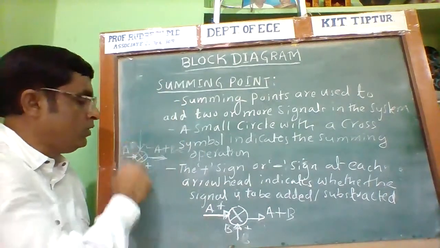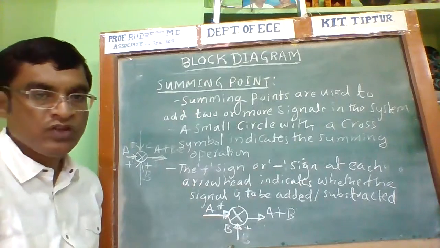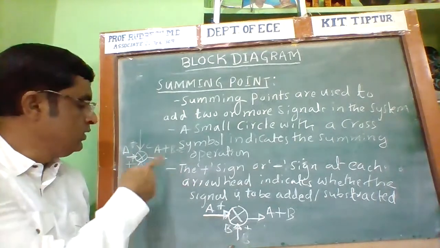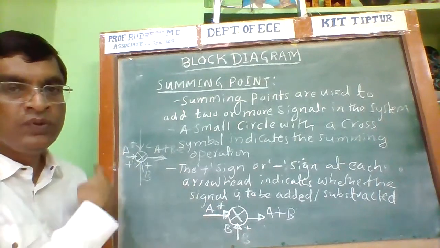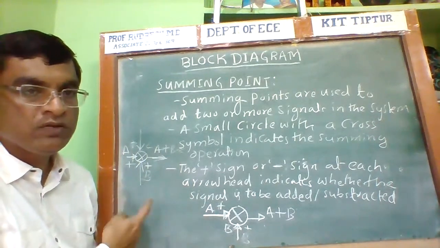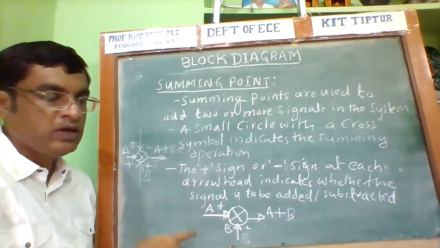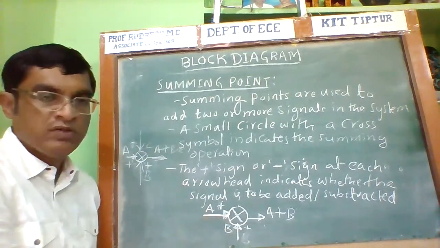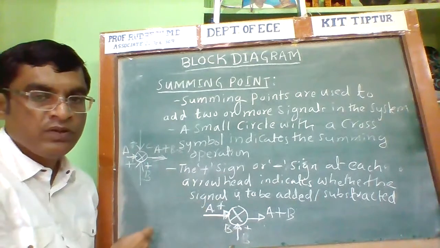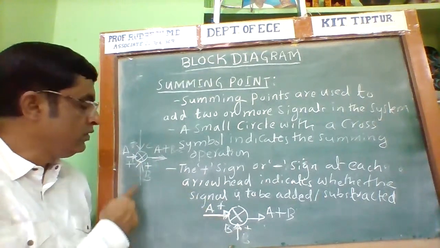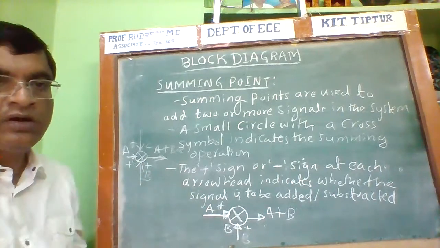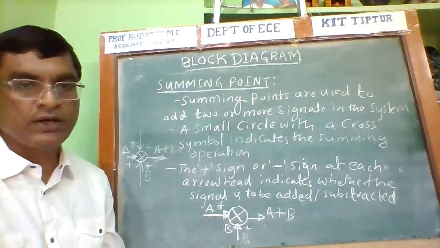Thus, in order to add two or more signals, we use the summing point. The summing points are used to add two or more signals in the system. A small circle with a cross symbol is used to indicate the summing operation. Here the plus or minus sign indicates whether the signals are to be added or subtracted.